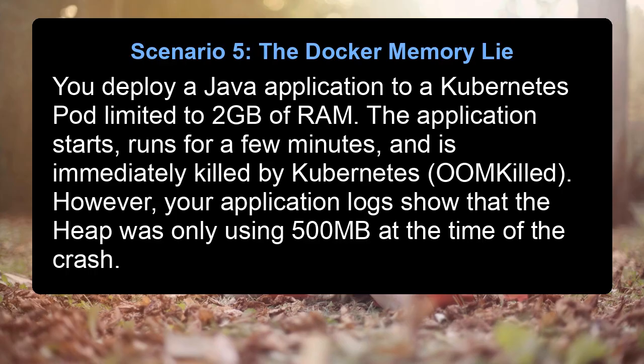Scenario 5, the Docker memory lie. You deploy a Java application to a Kubernetes pod limited to 2 gigabytes of RAM. The application starts, runs for a few minutes, and is immediately killed by the Kubernetes OOM killer. However, your application logs show that the heap was only using 500 megabytes at the time of the crash.